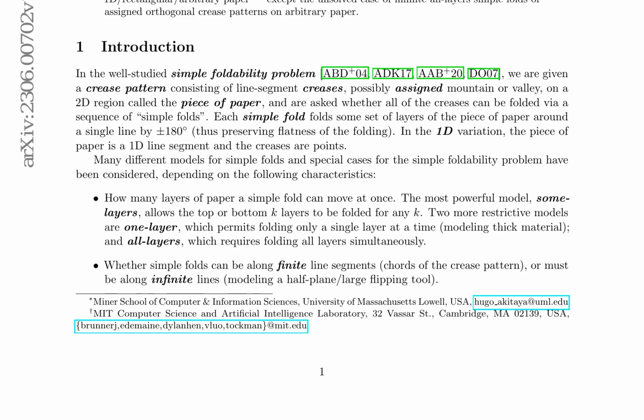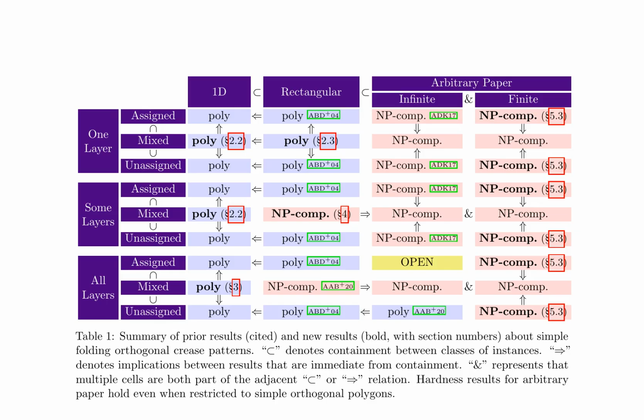be folded mountain or valley, while others lack an assignment. The paper presents a comprehensive summary of prior results and new findings in Table 1, highlighting complexities based on various parameters such as the shape of the paper, the number of layers, and the nature of crease assignments. The authors provide new characterizations for when a 1D assigned or mixed crease pattern is flat foldable, adapting arguments from previous studies, [ABD+04].